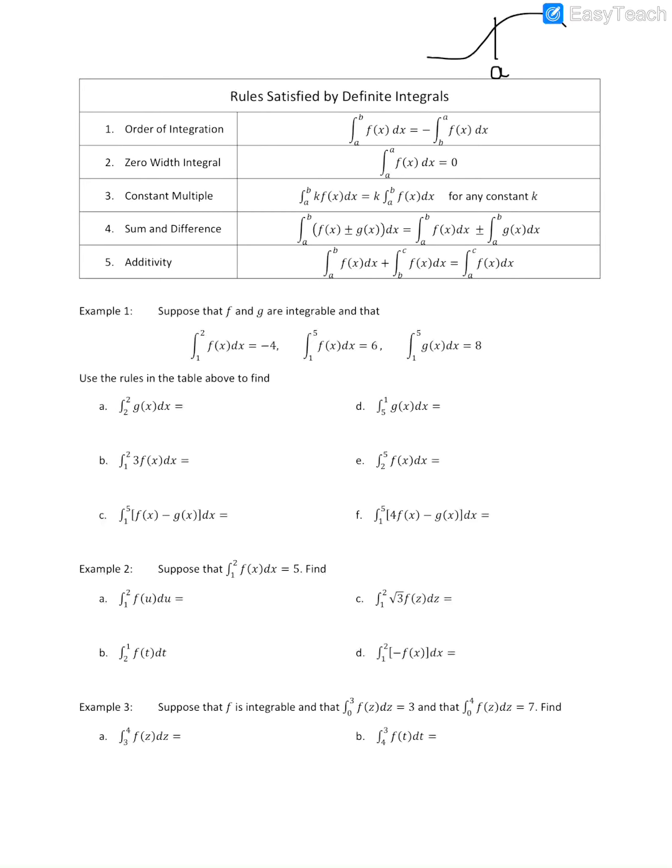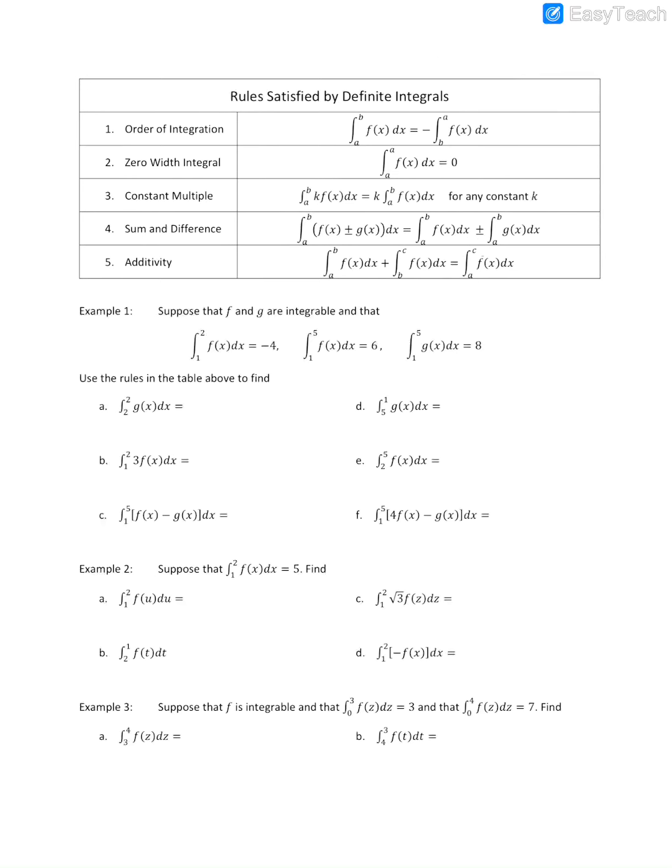Next is constant multiple, and this just says that if we have a constant in here, we are allowed to pull it out. And then at the end, we can just multiply our final answer by that constant. Number 4, sum or difference, is saying we can split up our integral into 2 integrals and then add the answers at the end or subtract them. And number 5, additivity. So here we have A to B, B to C. And this is saying instead of adding those, we could just go from A to C and it would be the same answer. Okay, so we're going to use those rules to try number 1.